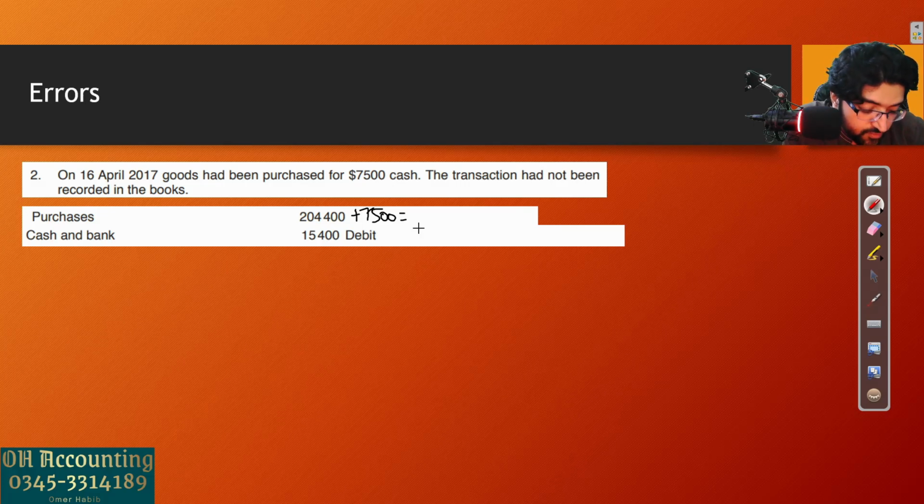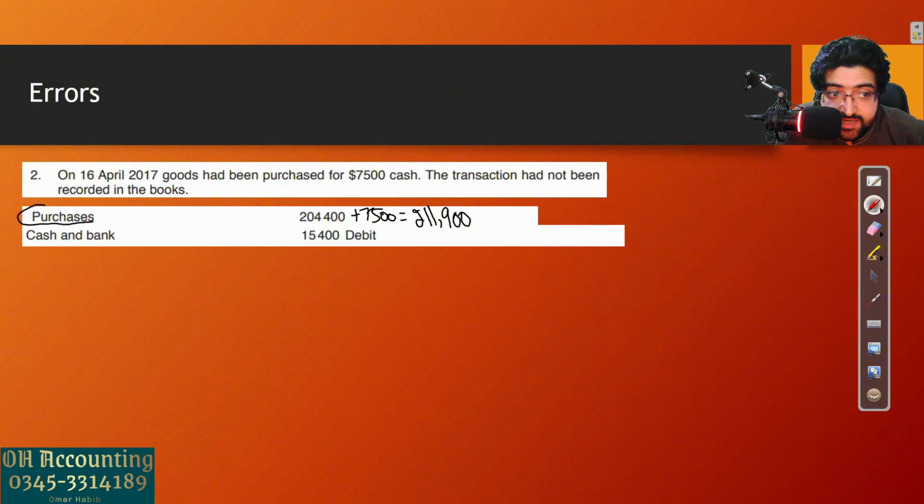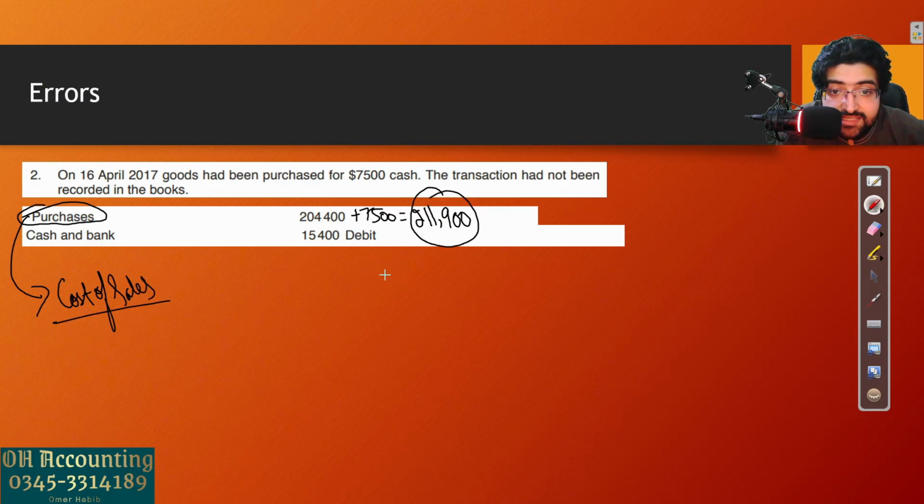So 204,400 plus 7,500. The actual value of purchases should be 211,900. And you know where we use this value in the income statement? In the cost of sales section. So when you are preparing the income statement cost of sales section, you will take this amount as purchases, not the one given in the question. That's why we are making adjustments, so that we can use the new figures, right?